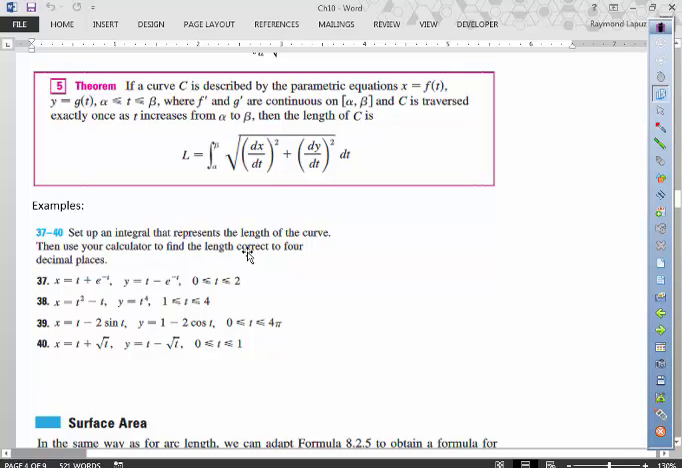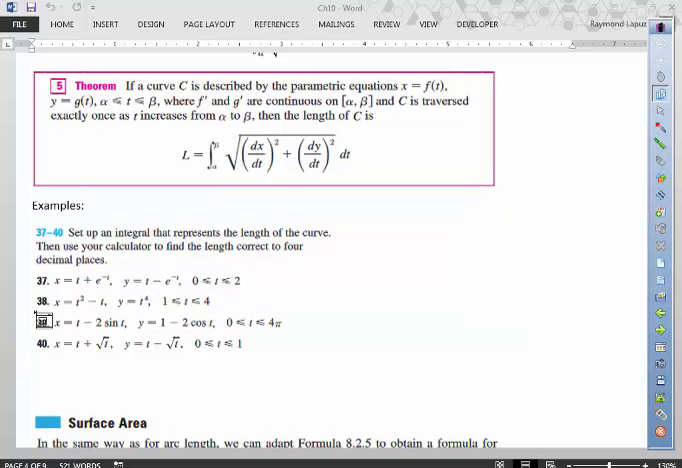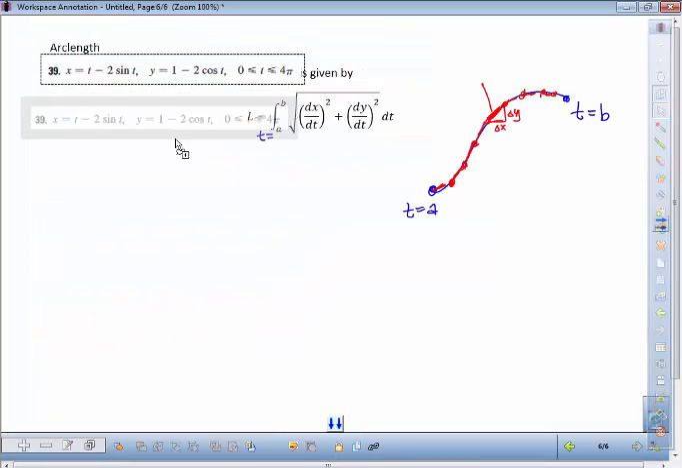Set up an integral that represents the length of the curve. Notice they say set it up. They don't want you to do the integral by hand because it might be a little difficult. So we're just going to set it up, and then you can use your calculator to estimate. So 37, 38, 39, 40. Any one in particular? 39. Got some sine functions in here. Doesn't matter because we're not going to solve it anyways.